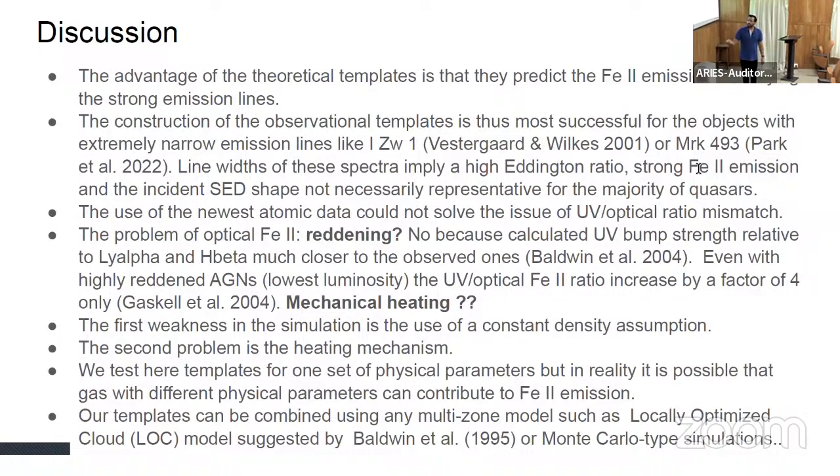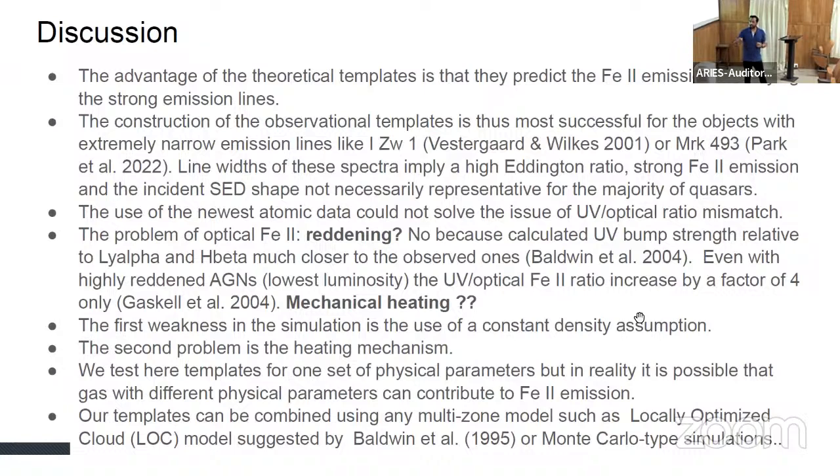And we see that even using the latest atomic database, we are unable to produce a UV to optical ratio similar to the observed one. People suggested the problem could be increasing reddening. But even with highly reddened sources, this factor increases by a factor of 4 only. In our case, the factor is much higher, like 10 or more.